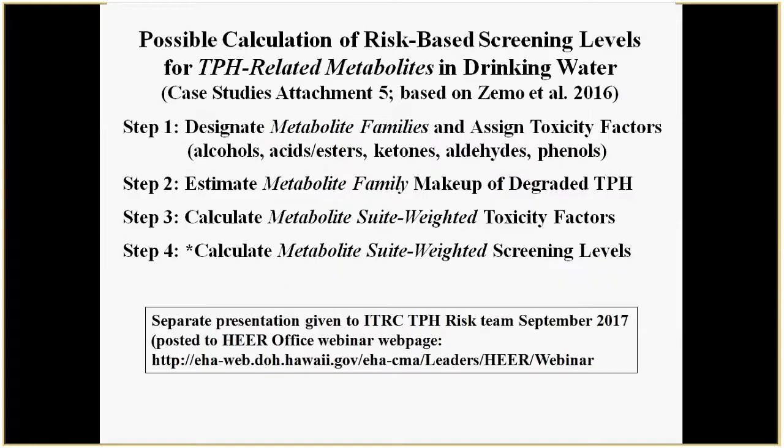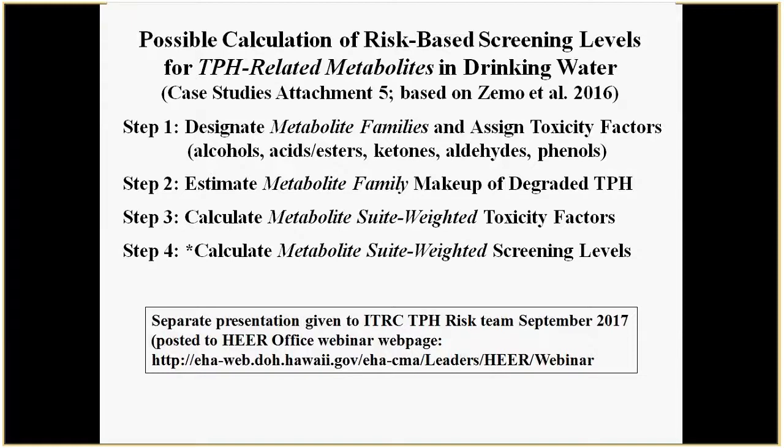So at this site, we have potential impacts on this off-site irrigation well. We're concerned about TPH-related metabolites in drinking water. We don't go into a lot of detail of this in the case study, but there's an attachment 5 where we discuss the calculation of risk-based screening levels for TPH-related metabolites. This is based on some work by Don Zemo and others in 2016 and other papers. It's still under design, but what they did is they designated metabolite families to degradation products and then assigned toxicity factors to each one of these families. So from initial degradation to older degradation, you have alcohols, esters, acids, ketones, aldehydes, phenols. These are all the metabolite families.